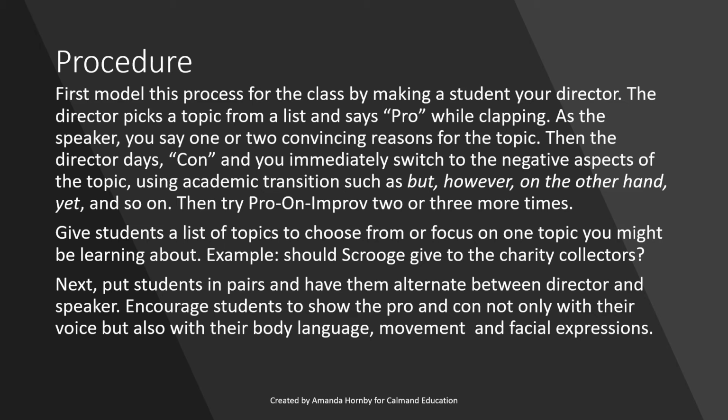And then you would do that 2 or 3 more times to show them how to do it. Then you would give your students a list of topics that they need to choose from, or you could focus on one topic that you're learning about. And an example could be, should Scrooge give to the charity collectors? And then you would put your students in pairs and have them alternate between the director and the speaker. And this encourages students to show the pros and cons, not only with their voice, but also to show their body language, their movement, and their facial expressions.